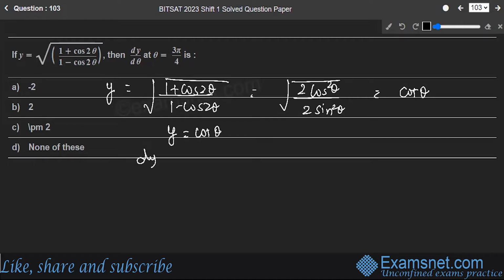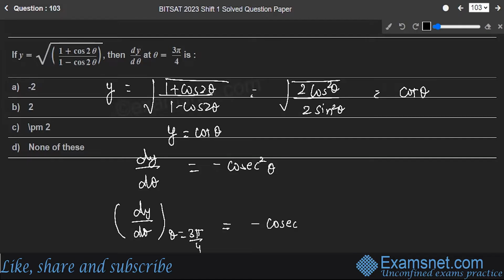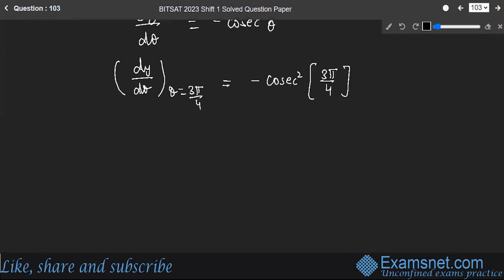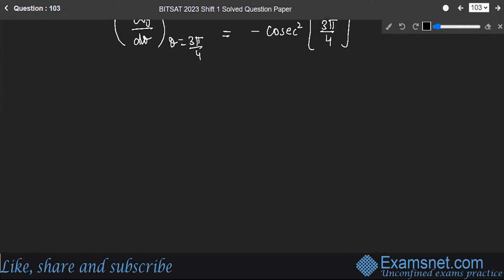Let's find out dy by d theta, differentiating both sides with respect to theta. You have minus cosecant square theta. So now dy by d theta at theta is equal to 3 pi by 4 is equal to minus cosecant square of 3 pi by 4, or this can be written as cosecant square of pi minus pi by 4, which is equal to minus cosecant square of pi by 4.